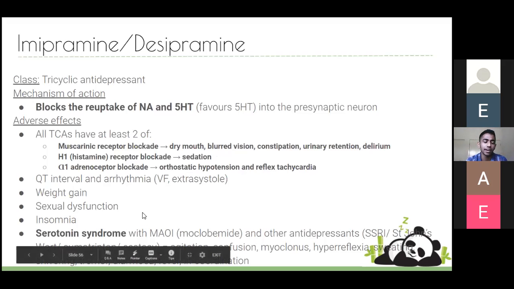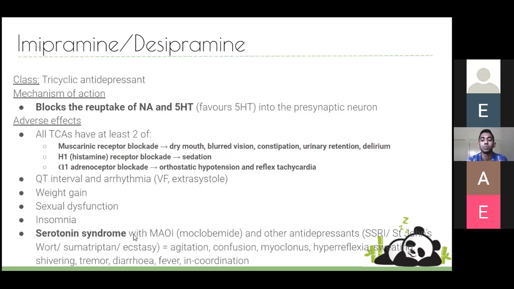All these don't really matter, but serotonin syndrome is pretty important. So if you give other antidepressants, you're going to get almost too much serotonin, and that's classified as a certain thing called serotonin syndrome. So you get agitation, confusion, sweating, fever, diarrhea, all these things. You probably won't need to identify serotonin syndrome exactly, but just know the word serotonin syndrome.